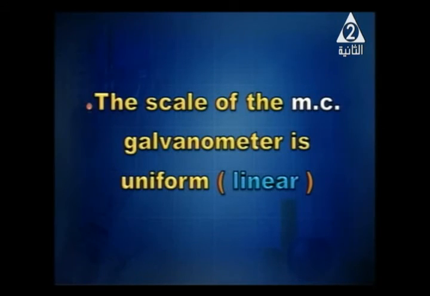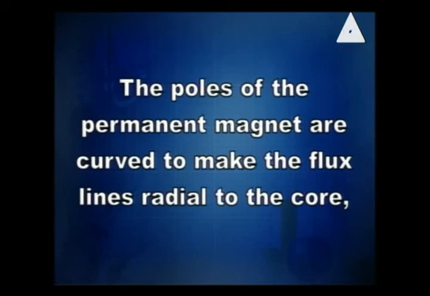Another give reason: the scale of the moving coil galvanometer is uniform. The scale is linear, equally spaced. Why? Because the poles of the permanent magnet are curved. Poles are curved to make the flux lines radial, to produce radial magnetic flux, radial to the core of the galvanometer.